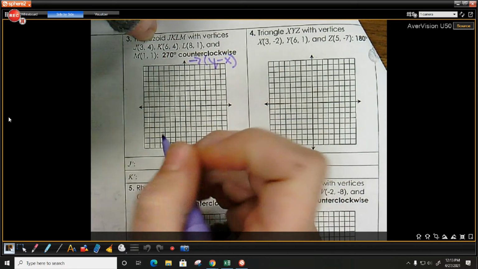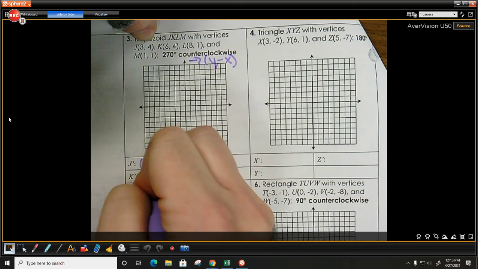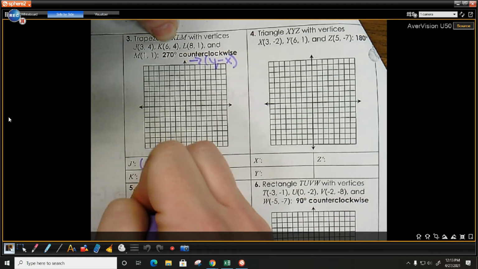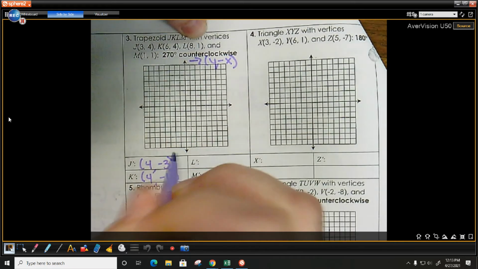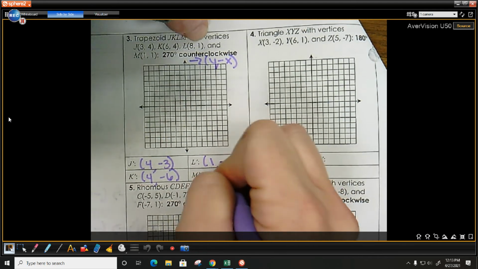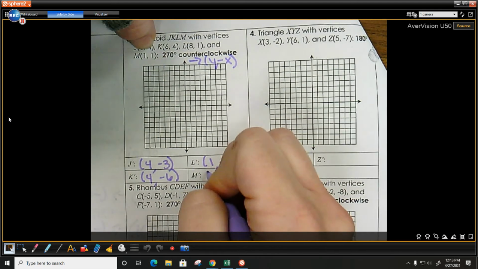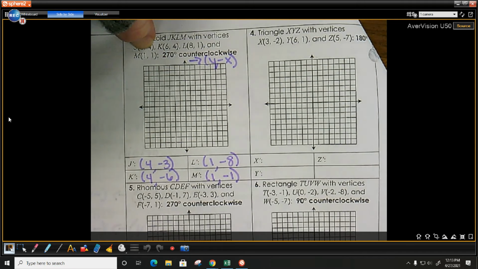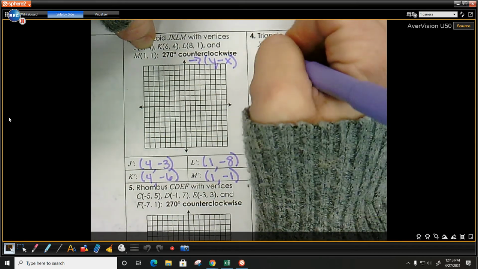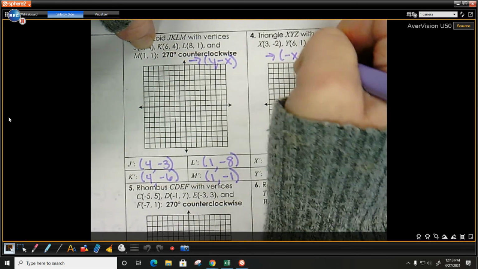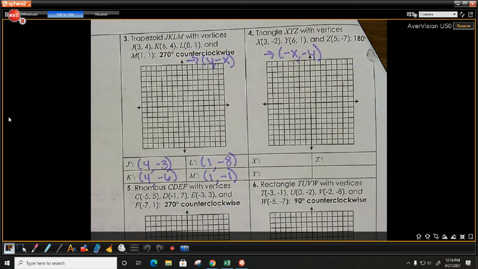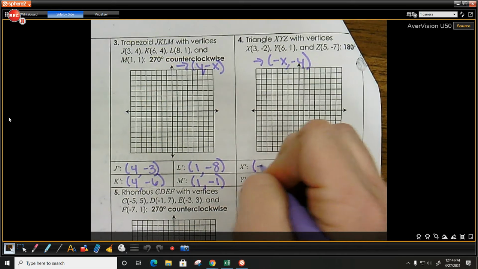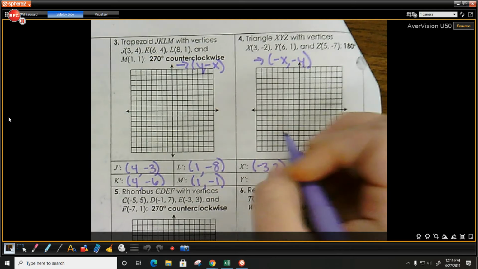4, negative 3. K prime? 4, negative 6. L prime? M prime? 180 degrees means it becomes negative x, negative y. So what's my x prime? Y prime? Z prime?